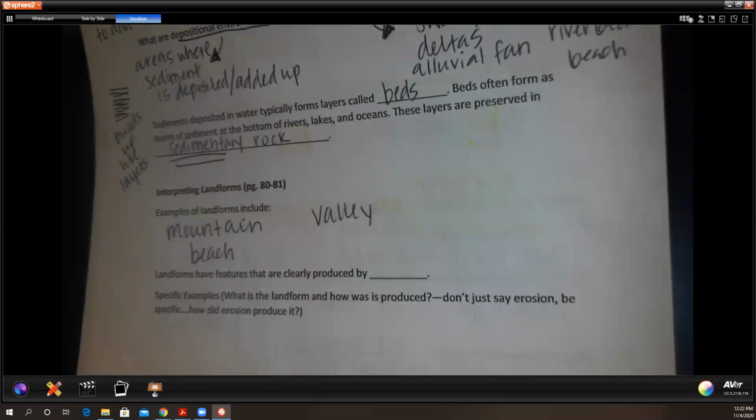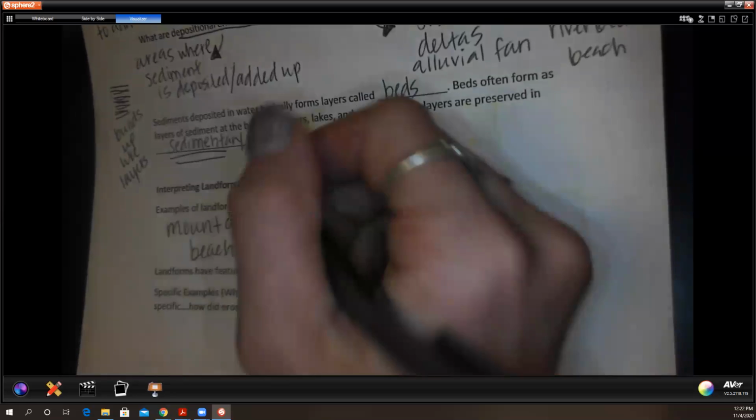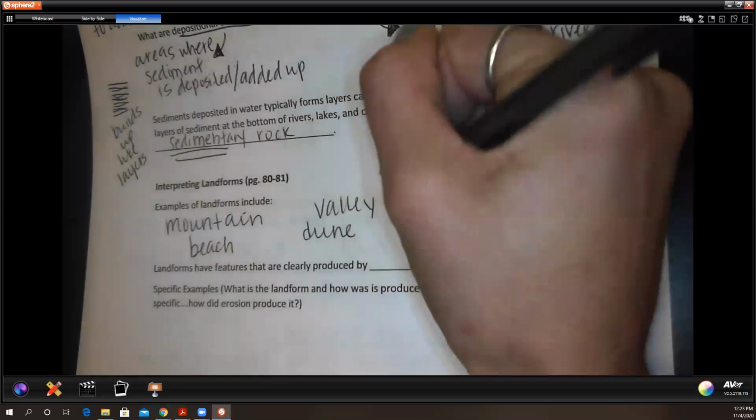My in-class friends, give me examples of landforms. Ooh, look at all these hands. Leon, Adun, Chinta.